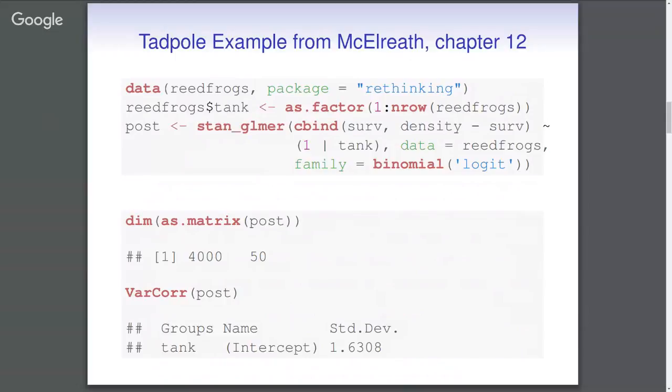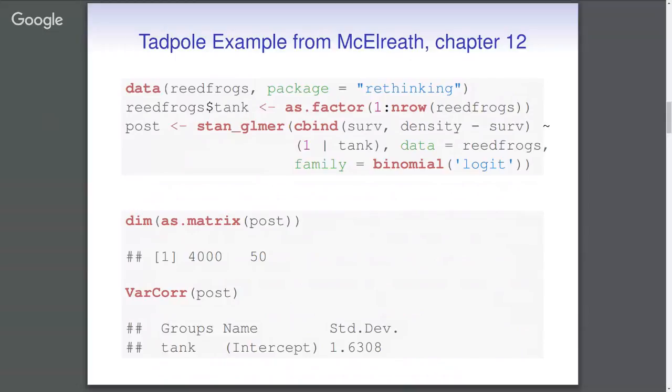In this case, we're estimating a relatively simple model. There's this overall intercept for tadpoles as a whole. And then there is a tank-specific deviation from that overall intercept.